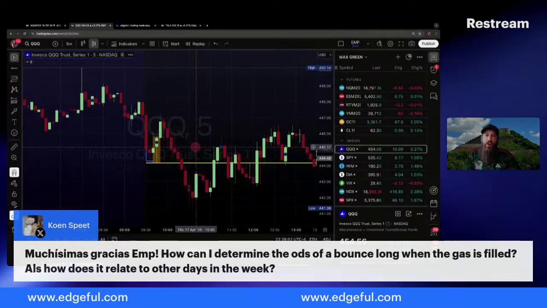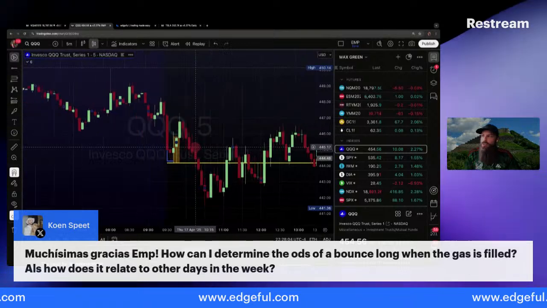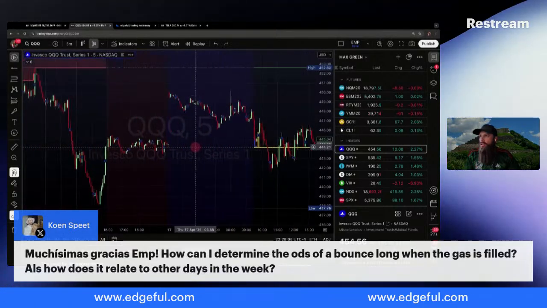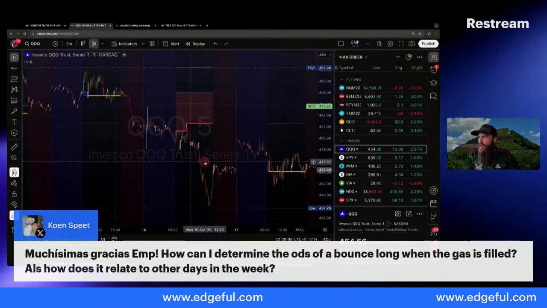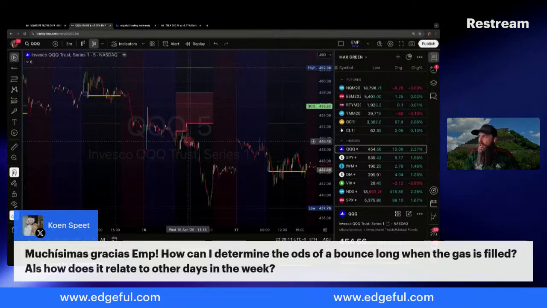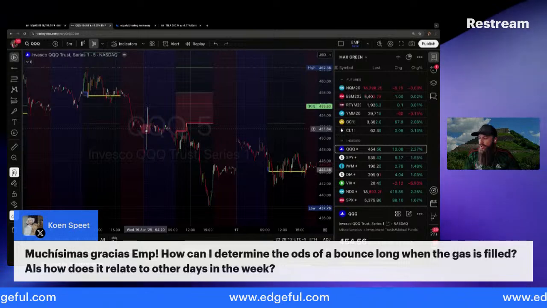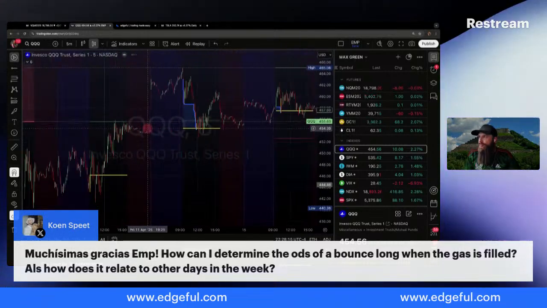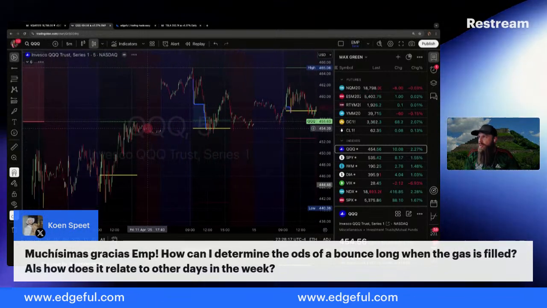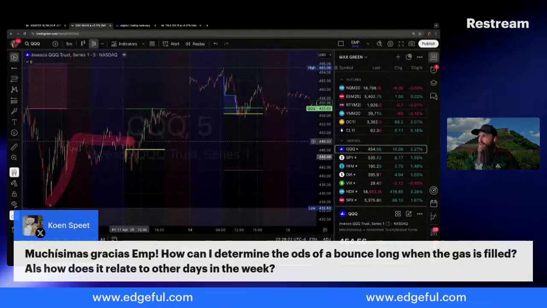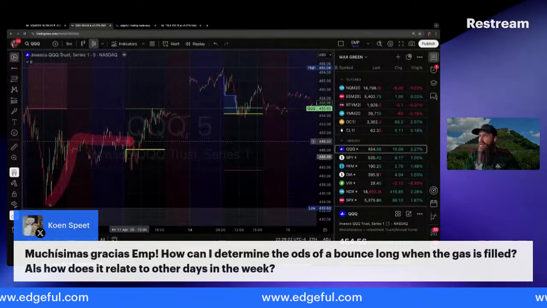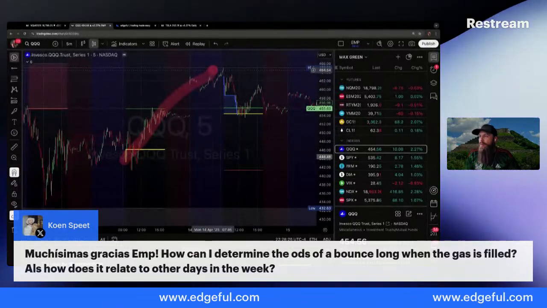But as far as it bouncing on a gap fill, I think you just have to look more into the overall picture of what's going on. So like if there's a gap to fill opposite of the direction that the trend is going in. For me, right here, we came off this low, right? And then we had an up day here, and then we gapped up. So we're kind of in an uptrend.